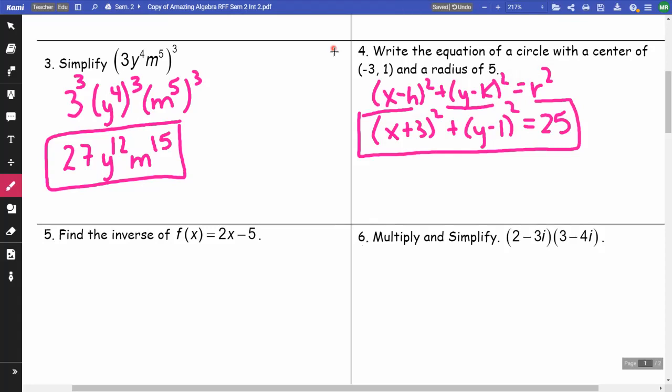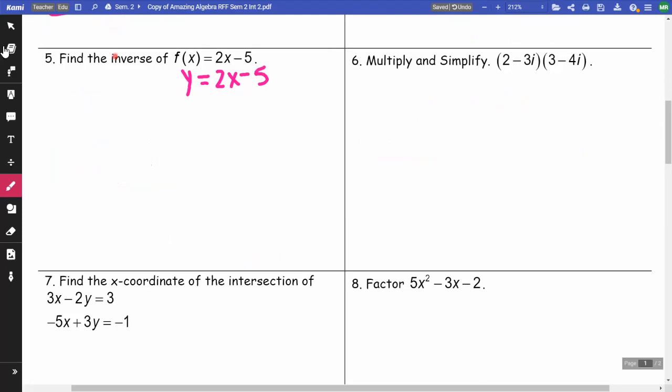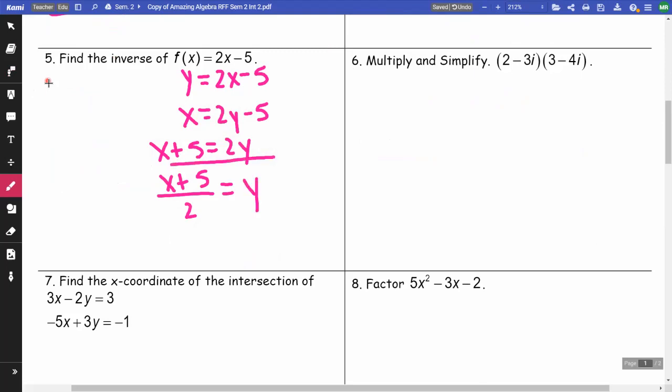On number 5, we want to find the inverse. Inverse is when you switch your x and y. So you can think of this as y equals 2x minus 5. And then I'm going to switch my x and y. So I'm going to get x is equal to 2y minus 5. And then you want to get into y form. So I'm going to add 5 to both sides and divide by 2. So x plus 5 divided by 2 is equal to y. Or 1/2 x plus 5/2, if you want to split it, is equal to y.